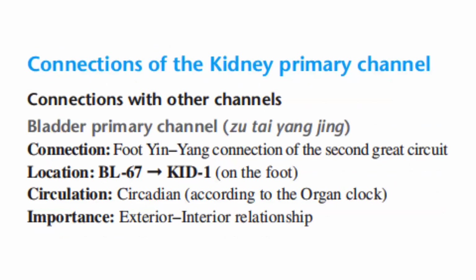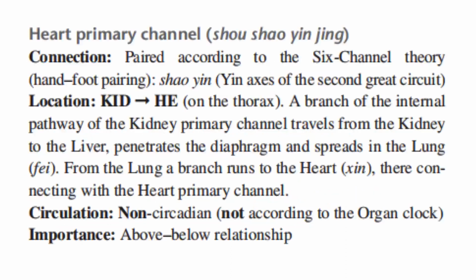Now let's discuss the connections of the kidney primary channel. First, its connection with the bladder primary channel. It is the connection of the foot yin-yang of the second great circuit. It's located between Bladder 67 and Kidney 1 on the foot. It follows the circadian cycle, or the organ clock. Its importance: it is the exterior-interior relationship between the kidney and the bladder.